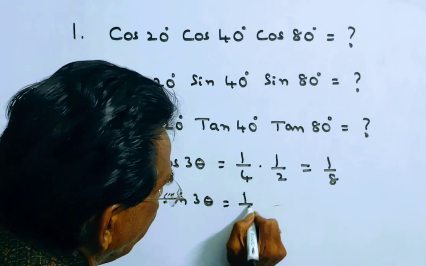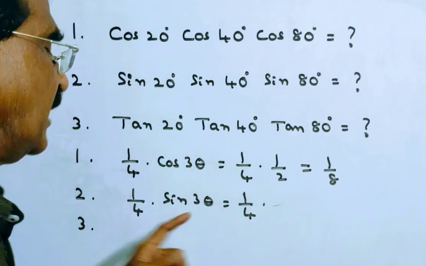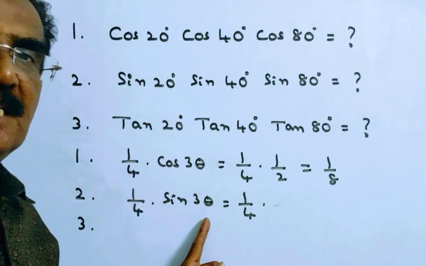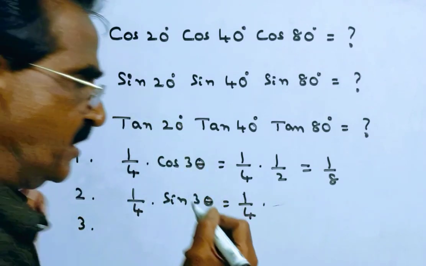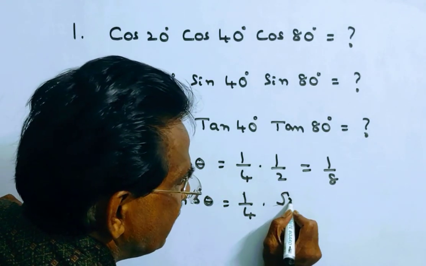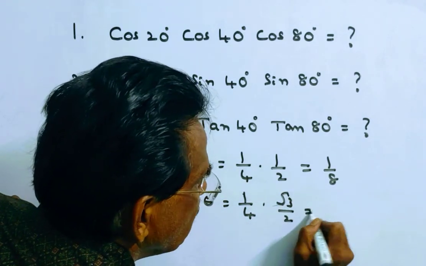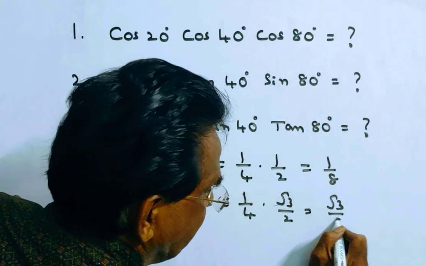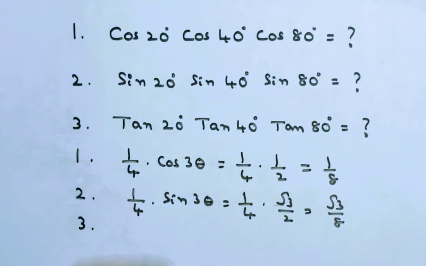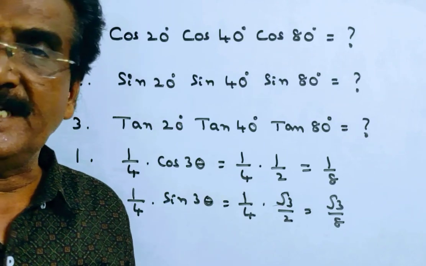That is equal to 1 by 4 into, friends, theta 20 is 60. Sin 60 is root 3 by 2, friends. So this is equal to root 3 by 8. So that is the answer for the second question, friends.